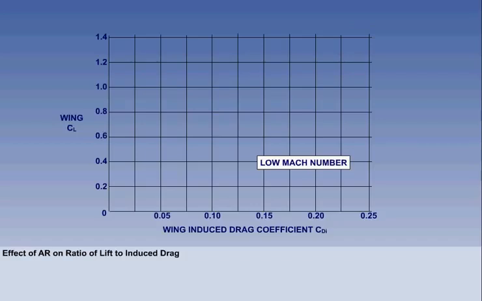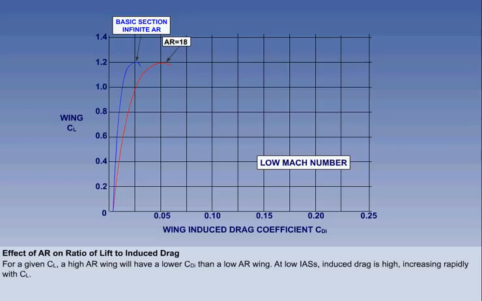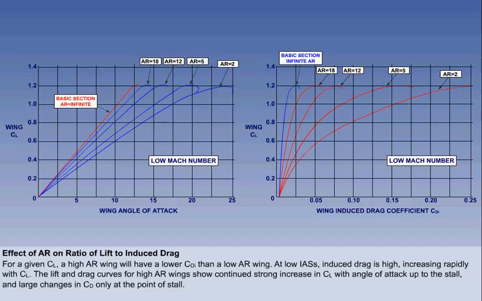If comparison is made between the coefficients of lift and induced drag, again starting with a theoretical wing of infinite length, we can see that for a given lift coefficient, a high AR wing will have a lower induced drag coefficient than a low AR wing. At the high lift coefficients associated with low IASs, the induced drag is high and increases rapidly with CL. The lift and drag curves for high AR wings show continued strong increase in CL with angle of attack up to the stall, and large changes in CD only at the point of stall.